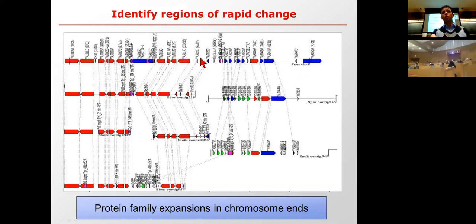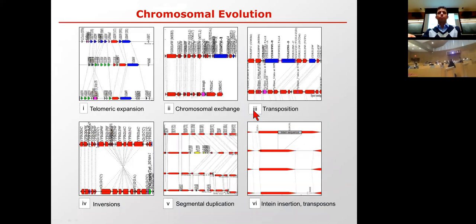So in yeast, it turns out that the ends of the chromosomes, known as telomeres, are in fact very rich in protein families that are expanding and contracting and duplicating very rapidly. And these families are very heavily biased to be associated with adhesion proteins or environmental adaptation and so on, which appears to be some kind of evolutionary mechanism for having these regions both rapidly evolve and having enough copies that you could adapt different copies of that gene to different environments. So that was one example of the subtelomeric regions where you have gene families being expanded.